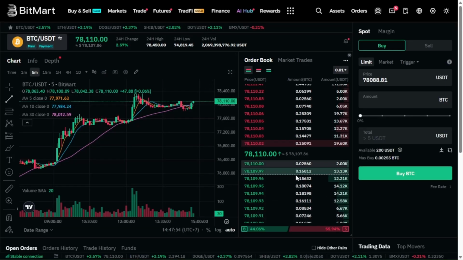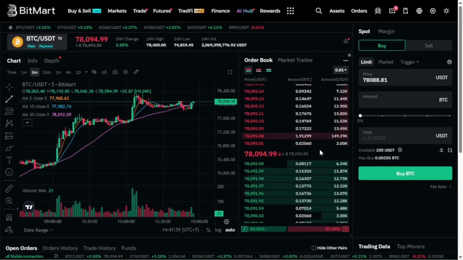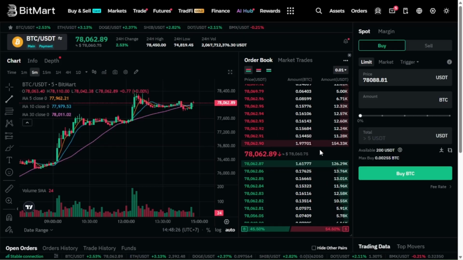To the right, we have the order book. It shows all the current buy and sell orders on the exchange. Green represents buy orders and red represents sell orders. The order book can help traders see supply and demand at different price levels, while also giving you a sense of the asset's liquidity, meaning how much buying and selling interest there is at each price level.